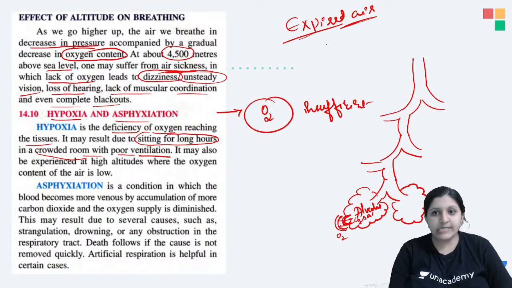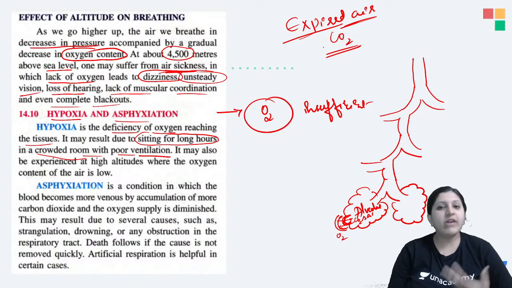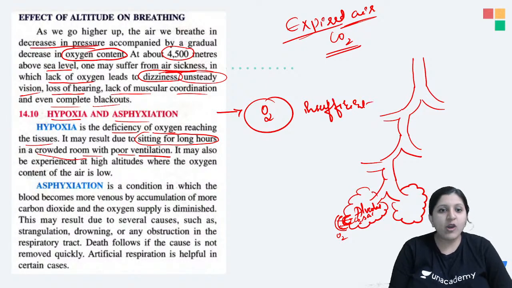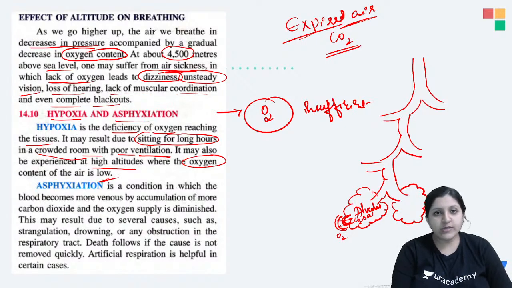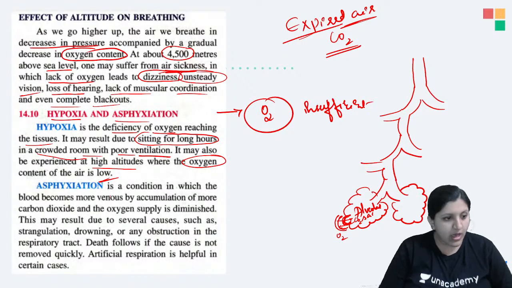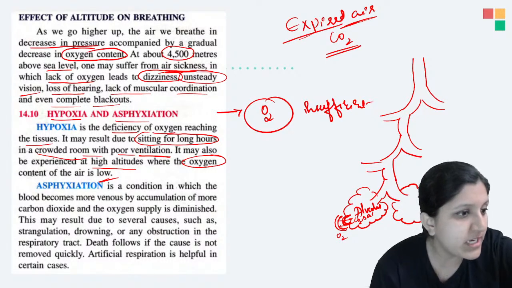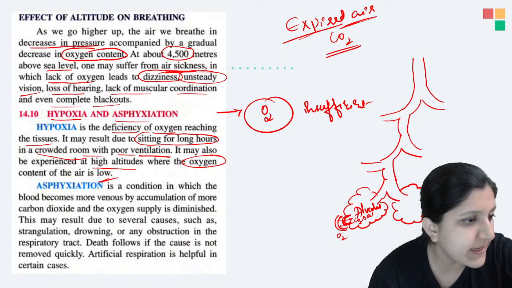This expired air, you know, will be rich in carbon dioxide when we compare it with the oxygen. That is why it may also be experienced at high altitudes, where the oxygen content of the air is low. So this one we discussed, it is hypoxia. Then there is asphyxiation.